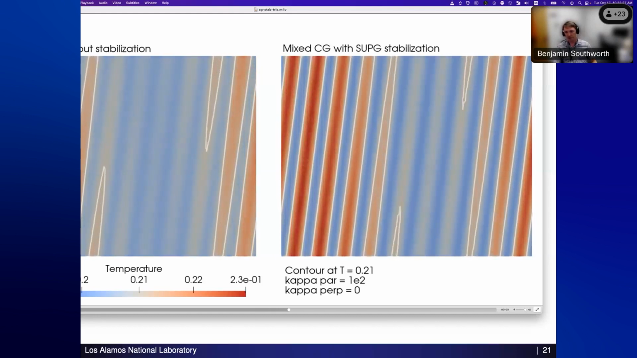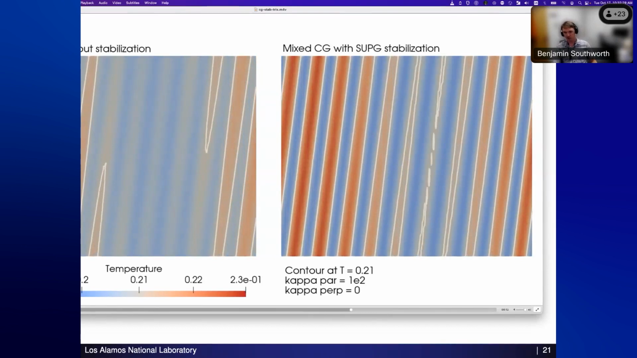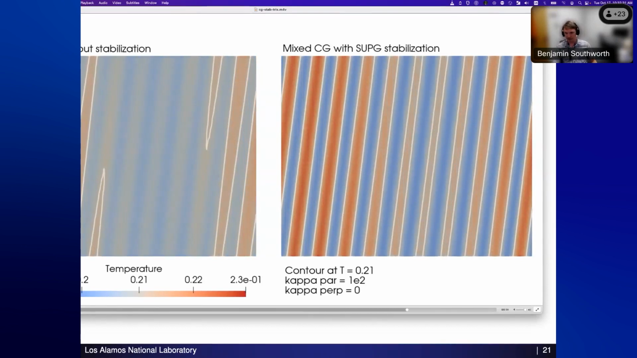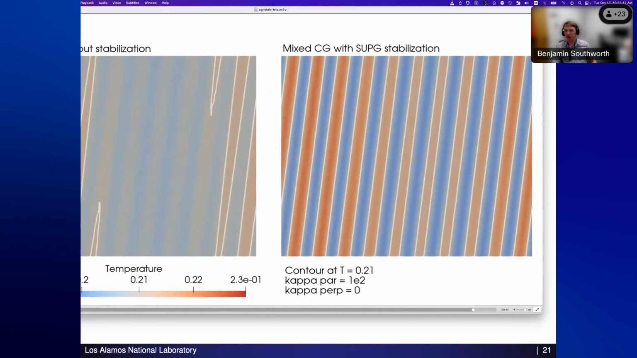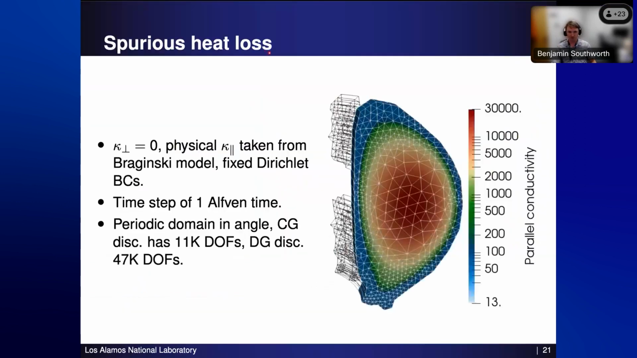And so as time progresses, what happens is the non-stabilized discretization on the left loses a lot of heat. There's a lot of temperature loss and a bunch of funky oscillations that start to happen in the direction of the transport or of the diffusion. And our mixed discretization with stabilization maintains temperature quite well and is very consistent with these tori field lines. Okay, and so we have another example showing a similar concept.